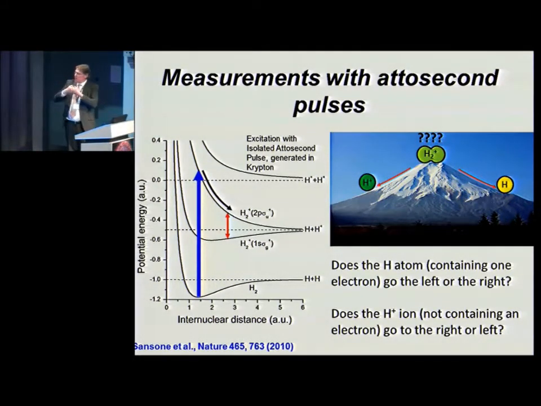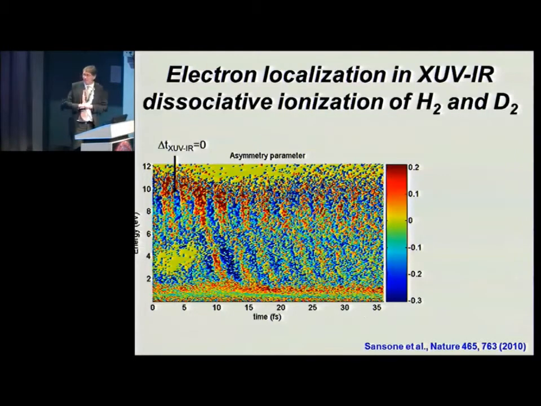We initially have a bound H2 plus molecule with a very high potential energy, and now it falls apart into two fragments. One of them is charged, one of them is neutral and contains an electron. And how does the molecule know whether the neutral H atom is going to go to the right or is going to go to the left? Now, I'm first going to show you the experimental result that we got.